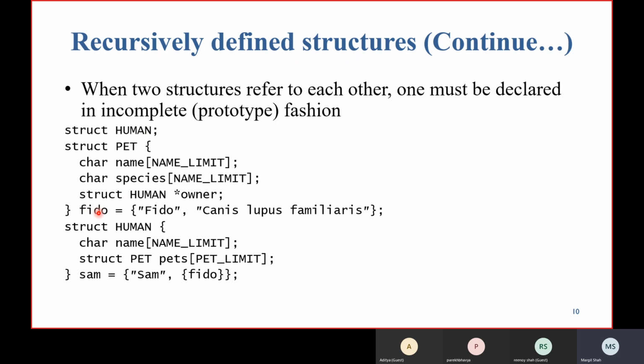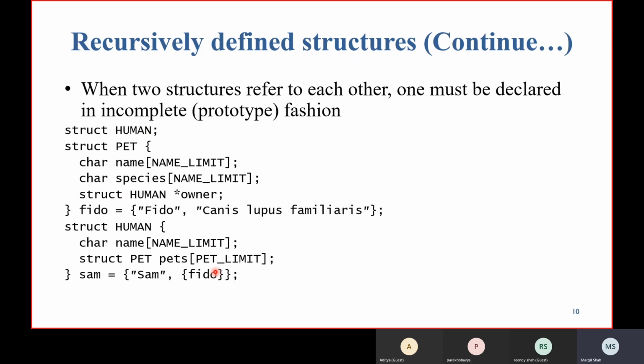And here is a variable of this pet, that is fido, and we are passing the first value, that is fido. So it will be set as the value of this name, and then canis lupus familiaris, this is the name of this species, right? And for human we create one more variable, that is a name, and struct pet this. So the same, and fido will be passed.